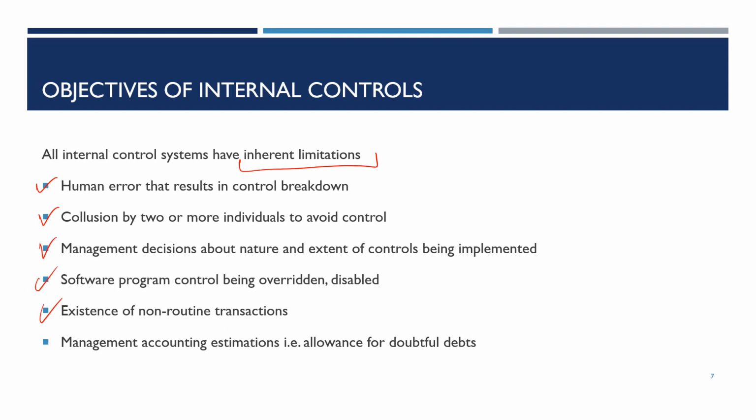The last one is management estimation. Management also makes accounting estimates such as the allowance for doubtful accounts receivable, and even selects accounting principles such as methods of accounting for inventory, for example FIFO or average cost, that are subject to judgment. Therefore, the reliability of financial reports is not assured even if accounting records are reliable.